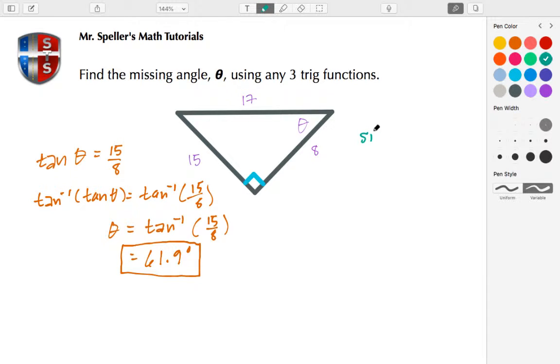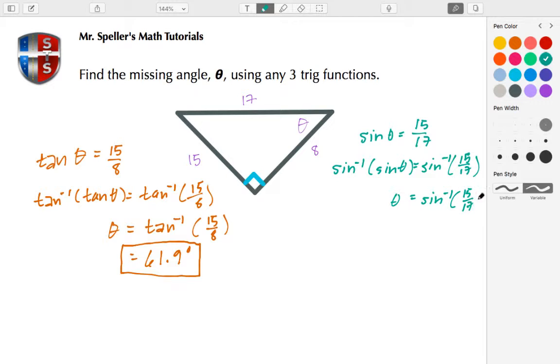So let's take the sine of theta. Well, sine is going to be the opposite over the hypotenuse, where that's going to be 15/17. And now we take the inverse of the sine function, which is arcsine, and we take that on both sides. So the arcsine of sine theta is equal to the arcsine of 15/17. On the left-hand side, the arcsine and sine basically undo each other, leaving us with just theta. And then we need to take the arcsine of 15/17.